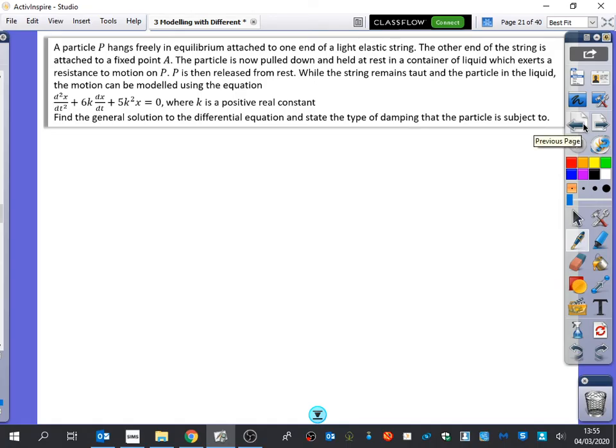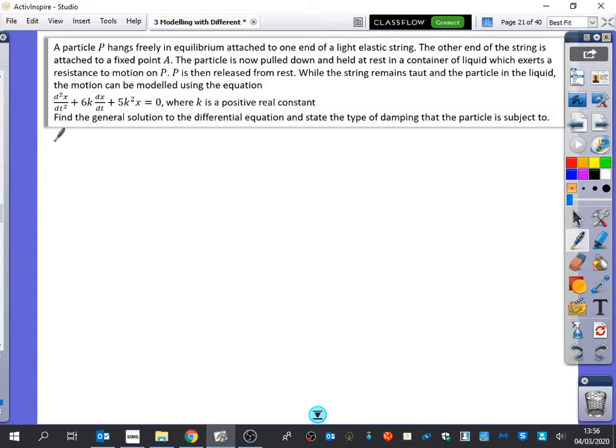Let's go quick. A particle hangs freely in equilibrium, attached to one end of a light elastic string. The other end of the string is attached to a fixed point A. The particle is now pulled down and held at rest in a container of liquid, which exerts a resistance to motion on P. P is then released from rest. While the string remains taut and the particle is in the liquid, the motion can be modelled using the equation given. Find the general solution to the differential equation and state the type of damping that the particle is subject to. But they've told us what it is, and they haven't even asked us to show that that's what it is. So who cares, right?